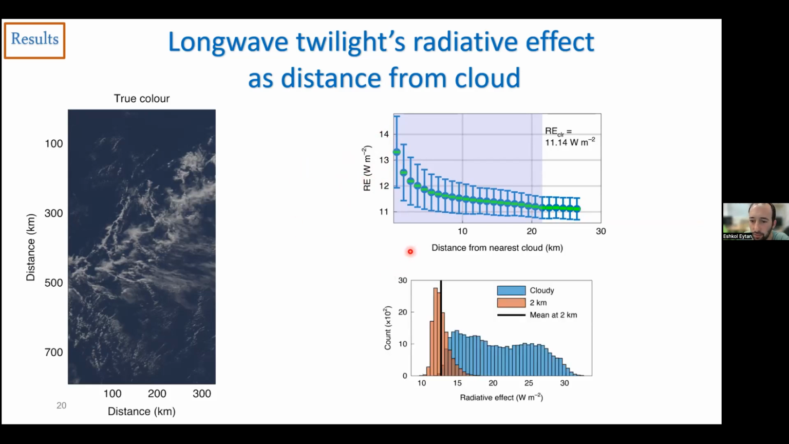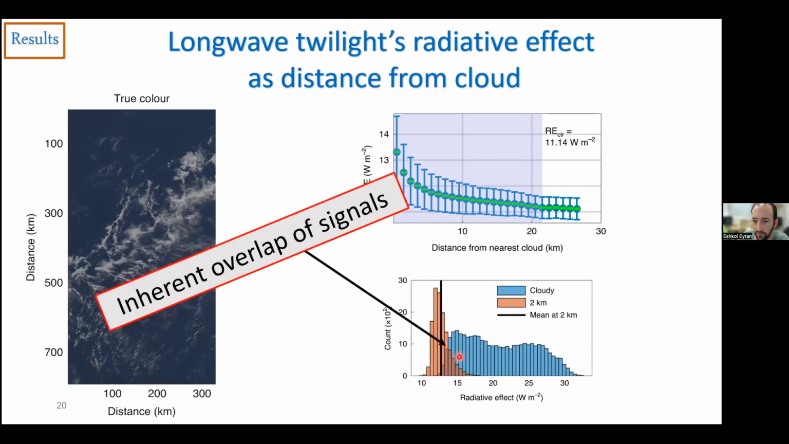Another way to understand the cloud twilight zone in the long wave is to look at the histograms of different distance from nearest cloud bins, as you can see here. The blue histogram gives all the cloudy pixels. And here we can see that we get this bimodal distribution of cloud radiative effect. So we have two different kinds of clouds with different radiative effects. Now we can also look at the histogram of all the pixels which are 2 kilometers away from clouds, which is given here in orange. And you can see the inherent feature of the cloud twilight zone, where you can see this overlap between the signals. The weakest signals of clouds are equal to the strongest signals of what is supposedly, or in this case was defined as, a clear sky.